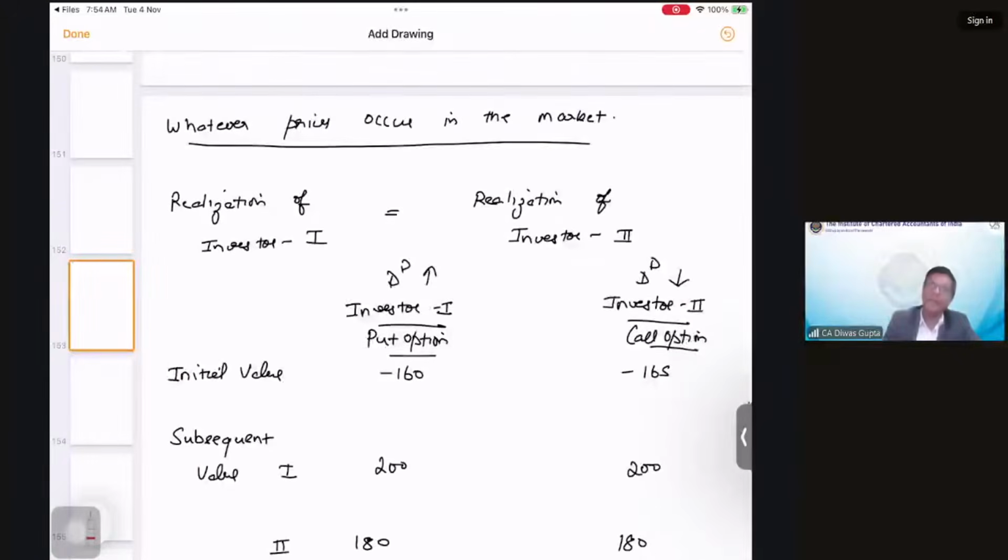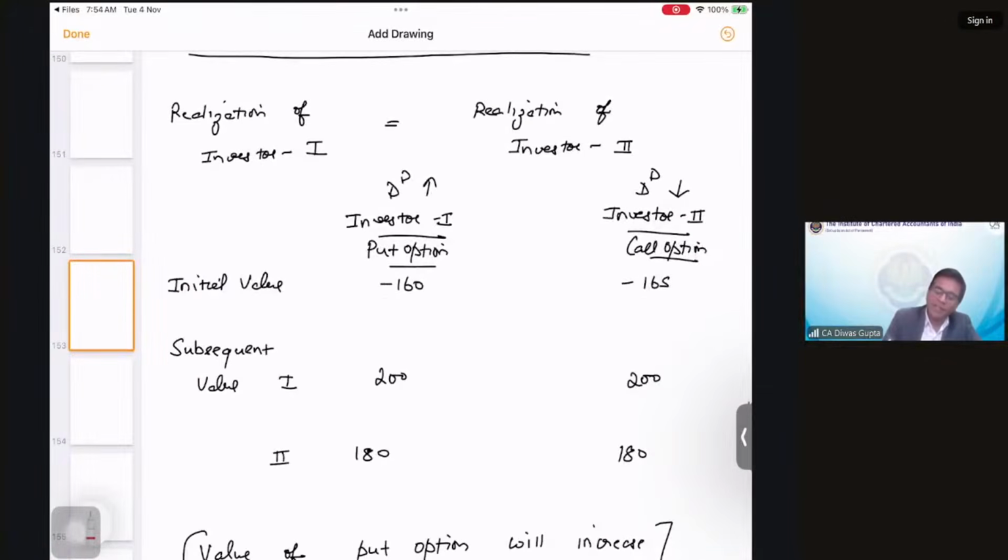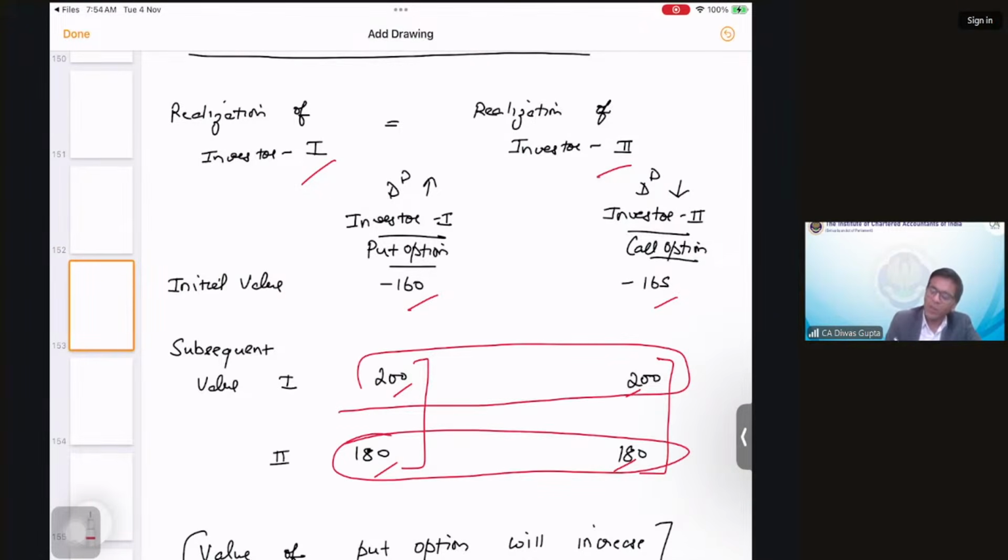whatever price occurs in the market later on, this is for investor 1 and this is for investor 2. Initial values were 160 and 165. Later it becomes 200 and 200, and 180 and 180. So if you see, the subsequent value is similar across both investors. So in all the situations, if it is coming similar, then why should there be a difference in the initial value? The initial value will also correspond to the similar thing.